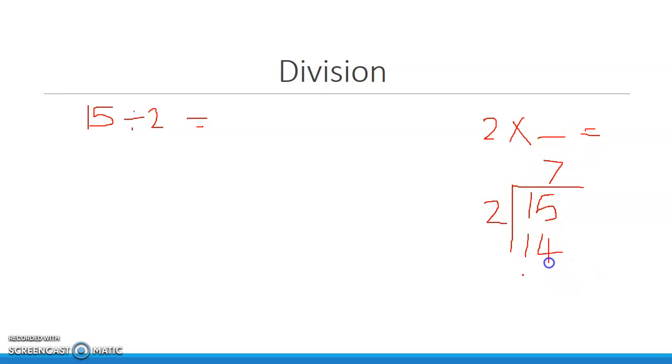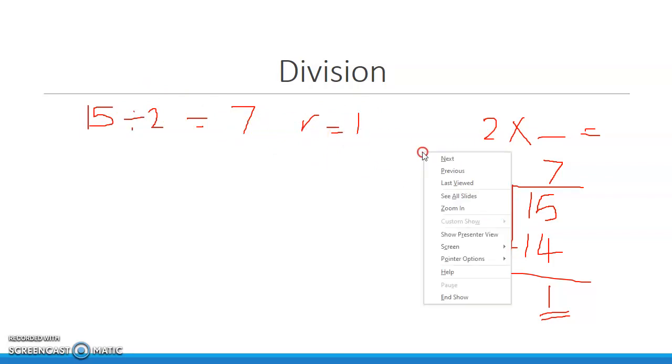So, here we got quotient 7. Now, let's do 15 minus 14. 5 minus 4 is 1, 1 minus 1 is 0. So, we get a remainder of 1. So, here the quotient is 7 and the remainder is 1. When you do 15 divided by 2, you get the quotient to be 7 and the remainder is equal to 1.